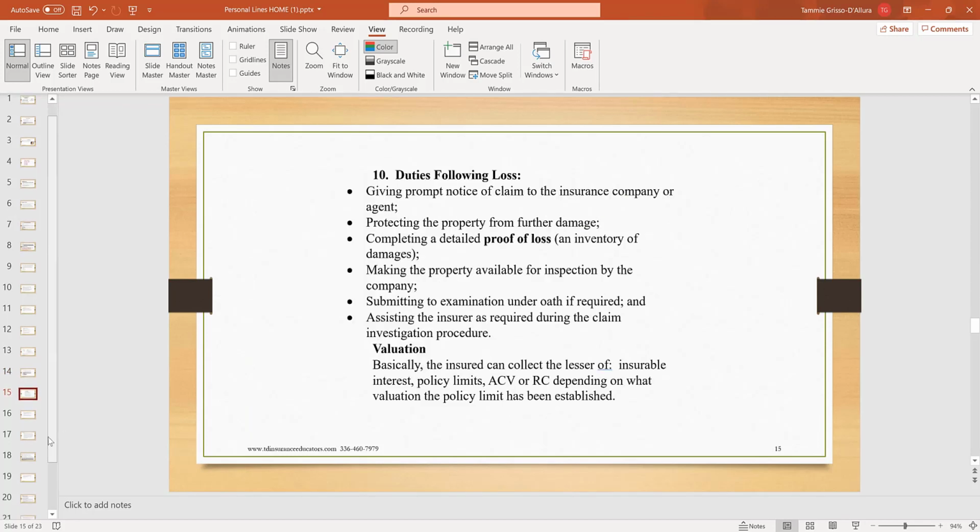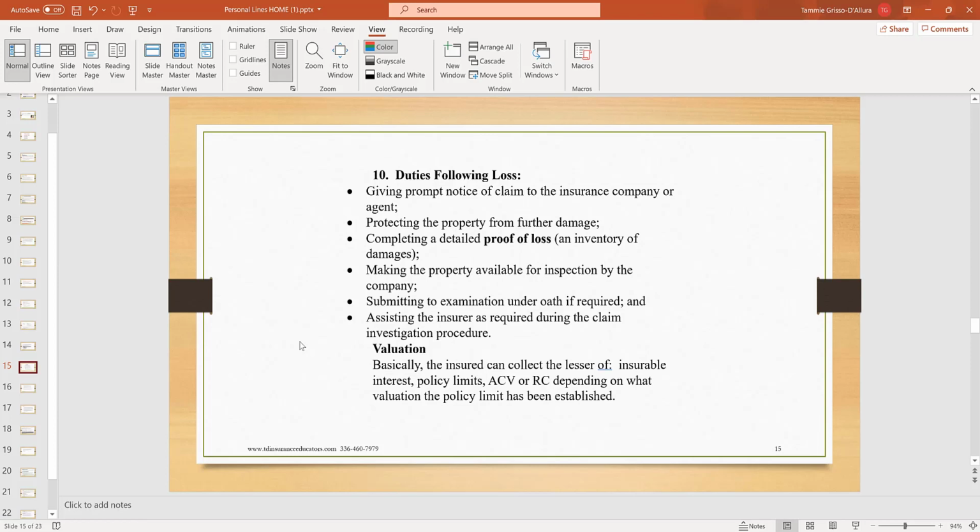Now, switching gears a little bit, what are some of your duties following a loss? Well, you need to give prompt notice of claim to the insurance company or agent. You need to protect the property from further loss. You need to complete a detailed proof of loss, which is an inventory of your damages. You have to make the property available for inspection by the company. If the company requires it, you have to submit to examination under oath, and you have to assist the company during the claim investigation procedure.